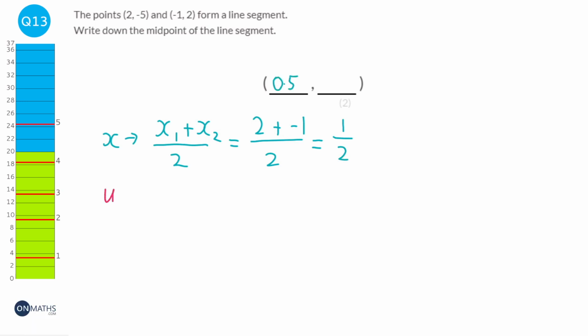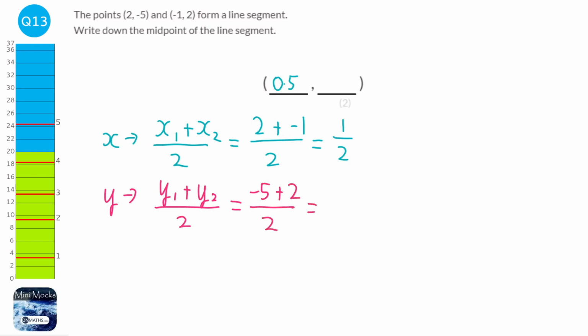Do the same thing for the y coordinates, and the formula is the same, but just with adding the y coordinates together and dividing by 2. So it's going to be -5 plus 2, all of that divided by 2. So that's going to be -3 over 2, or -1.5.